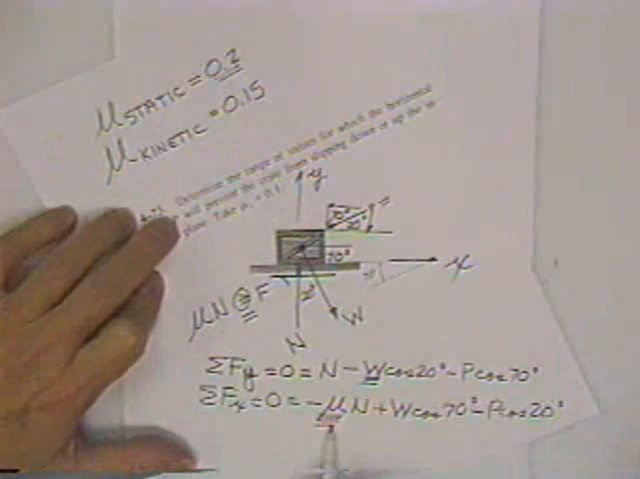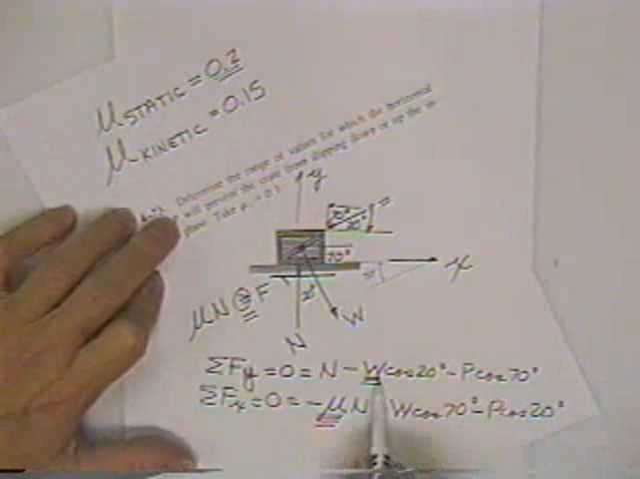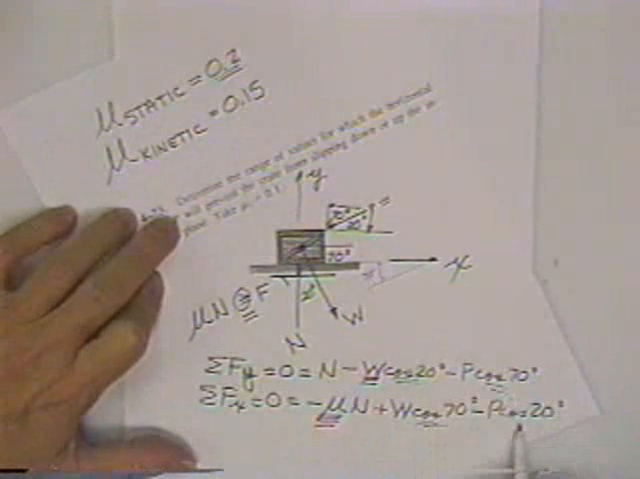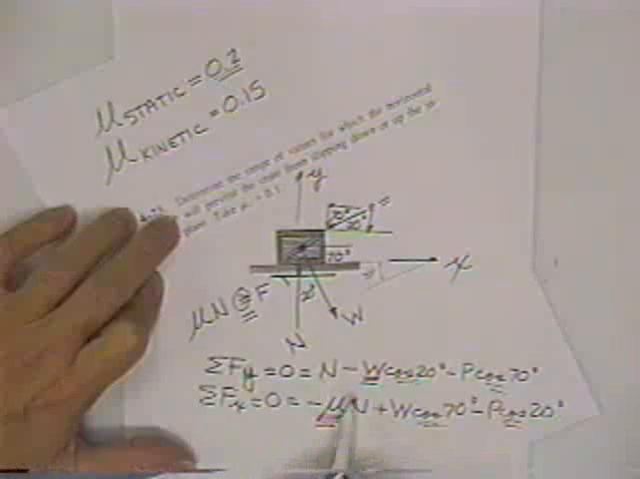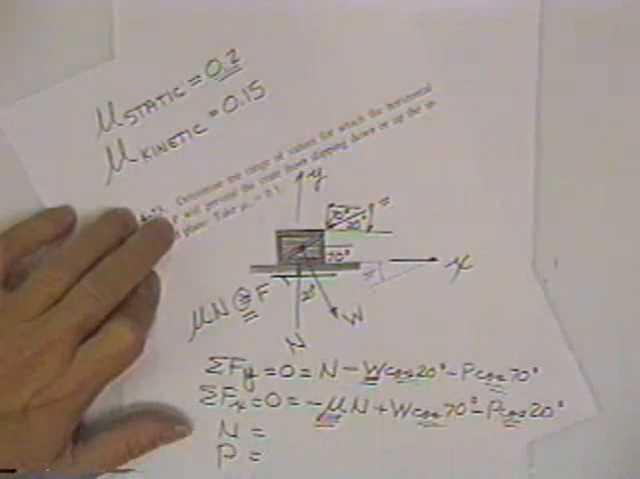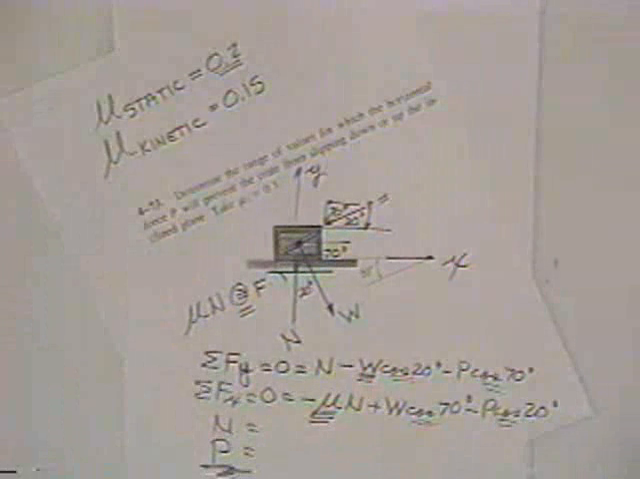I know the coefficient of friction, I know the weight, I know all these cosines of angles, and I have two equations and two unknowns. I can solve for both of them. I can solve for the normal force is equal to something, and I can solve for the P force is equal to something, and this is of course the one I'm looking for.